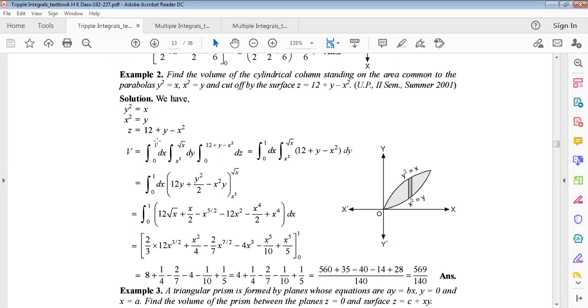So the limits will be what? 0 to 1, 0 to 1. The x limit will be what? 0 to 1. And what will the y limit be? The y limit: x square to y, since y equals x square.